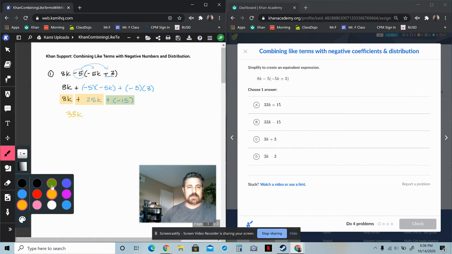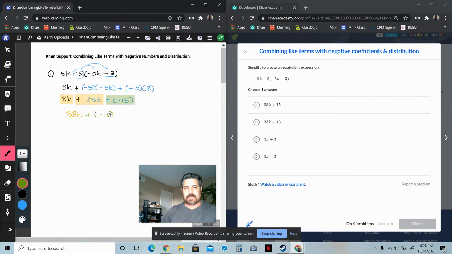Now remember, plus negative 15 is exactly the same as take away 15, okay? Because if you wanted to change addition to subtraction, you just change what was being added to its opposite. So plus a negative 15 is the same as take away a positive 15. But the way I really think about it is what's a positive times a negative? Negative. So really, if you wanted to write this in simplest form, if you just get rid of all the excess stuff, it's just going to be 33k minus 15. And that's it. And that's your answer.